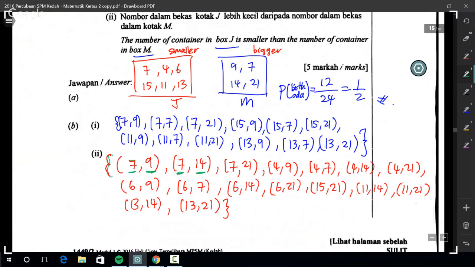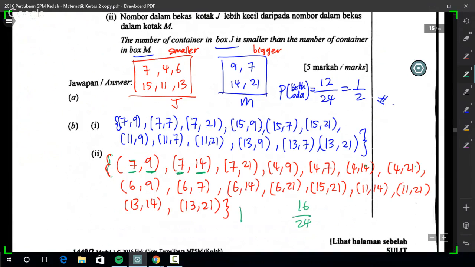The number in the container, box J, is smaller than the number in box M. So I just want to make sure this is all the possibilities. Then you have to calculate how many we have. 1, 2, 3, 4, 5, 6, 7, 8, 9, 10, 11, 12, 13, 14, 15, 16. So yeah, in total we have 16 out of a total of 24.